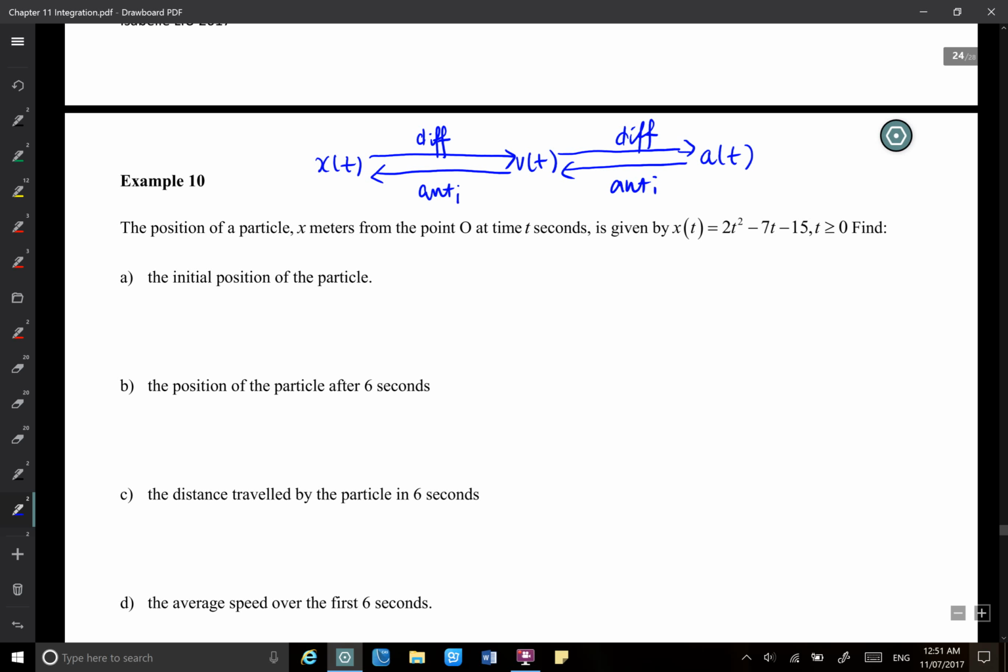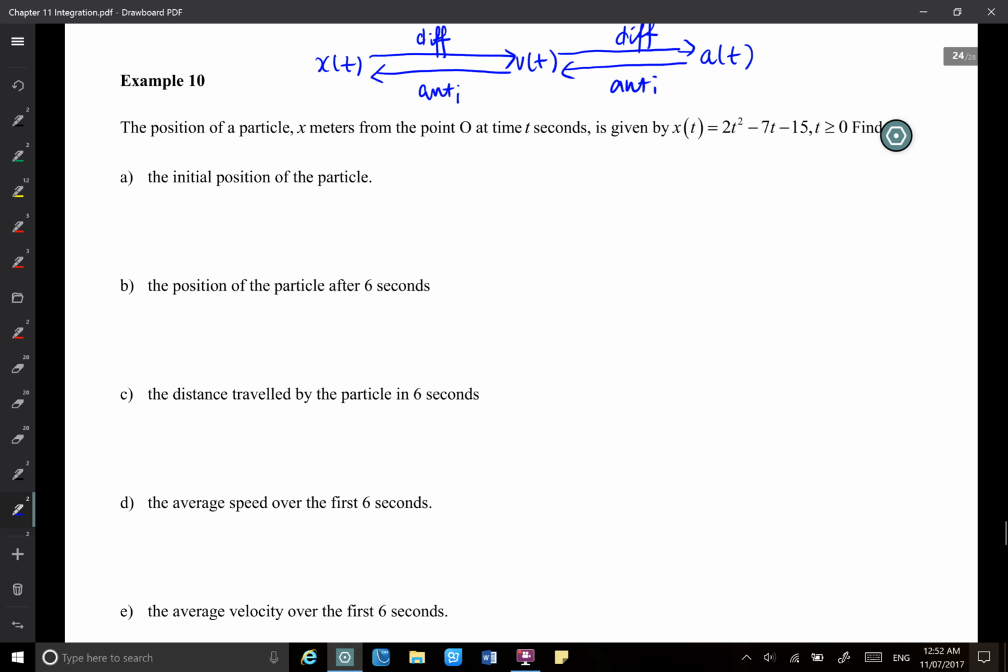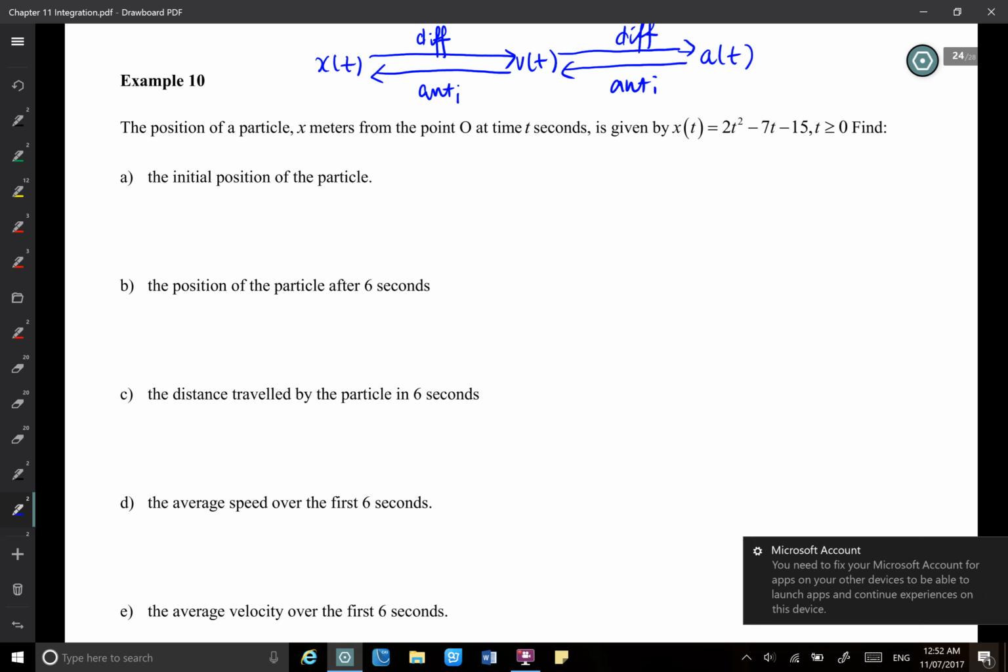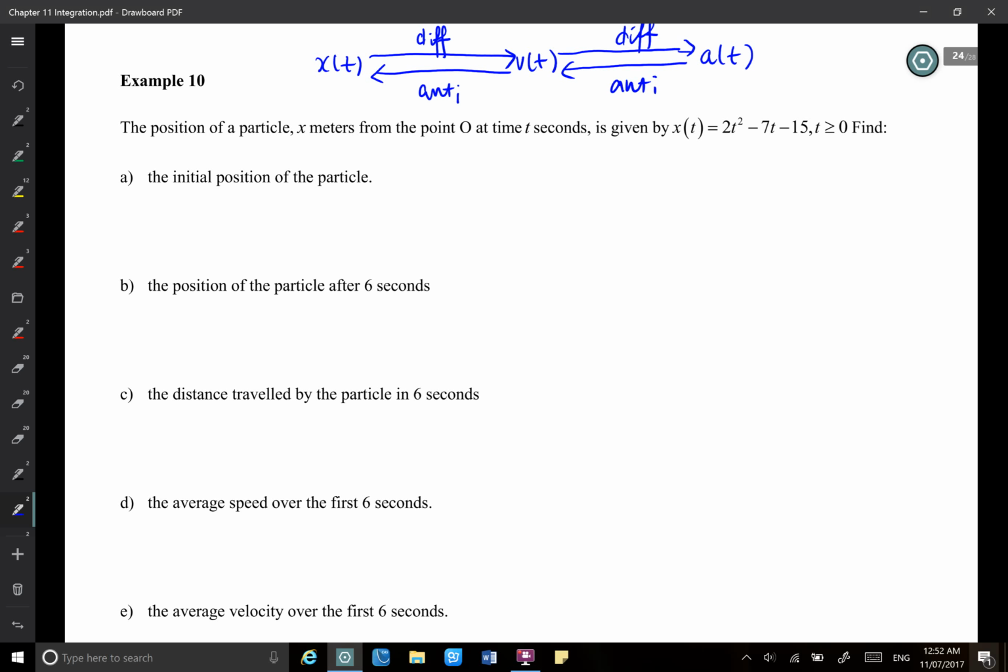VT graph is the most helpful one. Remember VT graph is the most helpful one. Even though if you give me XT graph, I can find VT graph, most of the time we will use VT graph to help us calculate the question. Let's have a look at the question below here. The initial position of the particle. So the initial position, I would say x0. The initial position is when t equals 0.